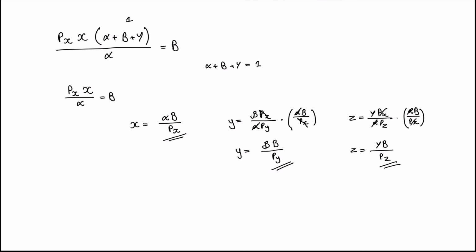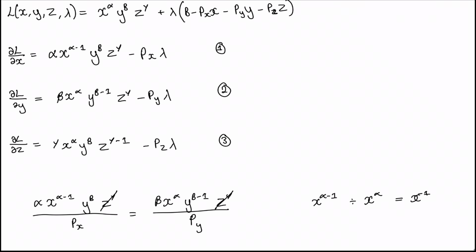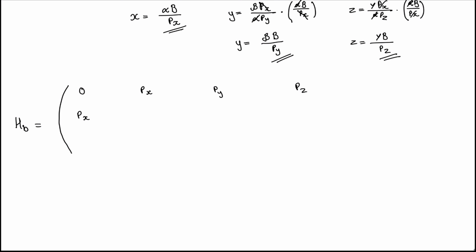Now to find the nature of the optima, we are of course going to have to calculate the bordered Hessian. So we have 0, px, py, and then pz, and that follows over here. If we now differentiate partially this with respect to x again, we get alpha brackets alpha minus 1, x to the power of alpha minus 2, y to the power of beta, z to the power of gamma.